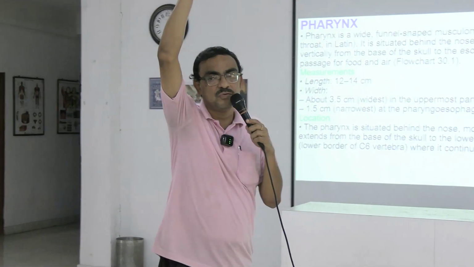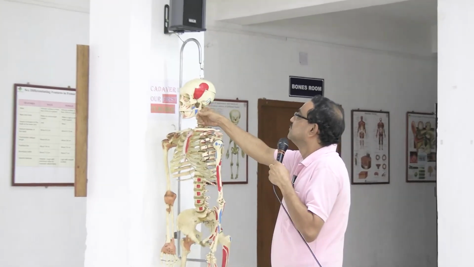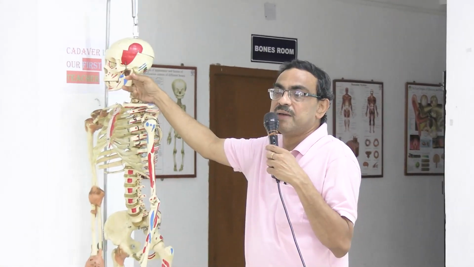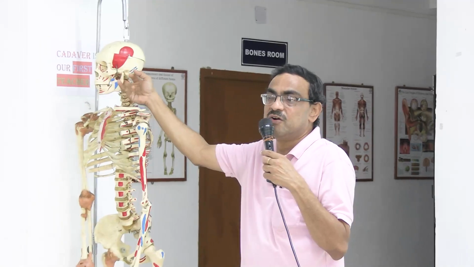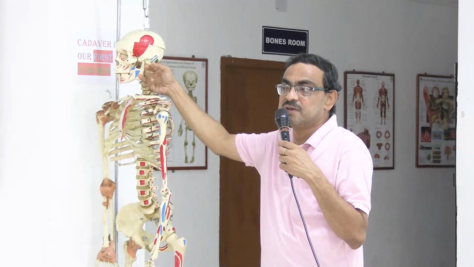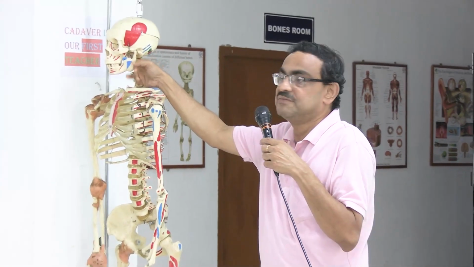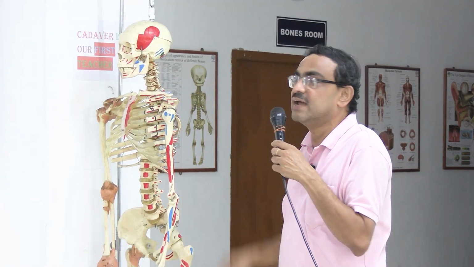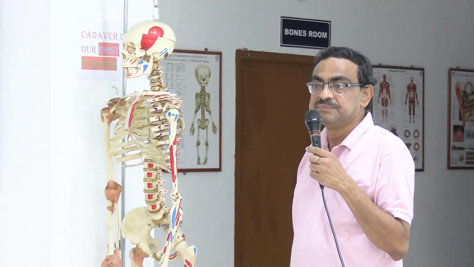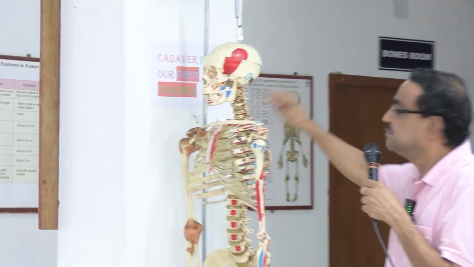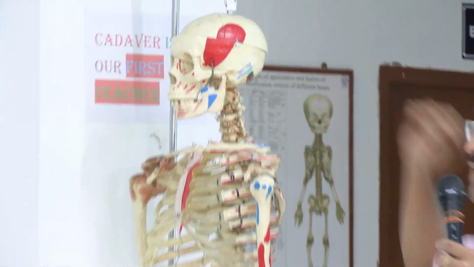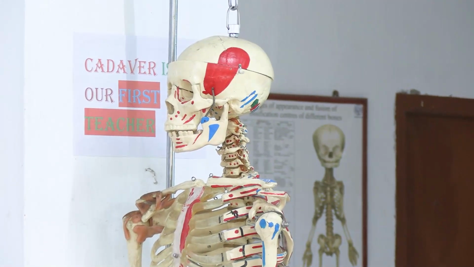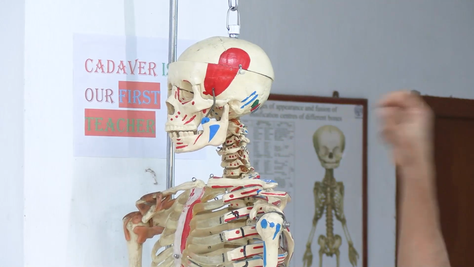It has got a roof. We can get the roof here. That is a basi-sphenoid, basi-occiput. You know that is the undersurface of the skull. That area forms the roof. And also we can get the anterior arch of the atlas, and we can get so many vertebrae up to the 6th cervical vertebra. So that is the extent.